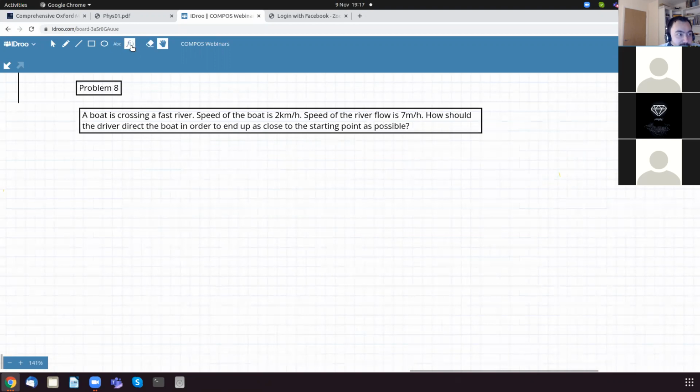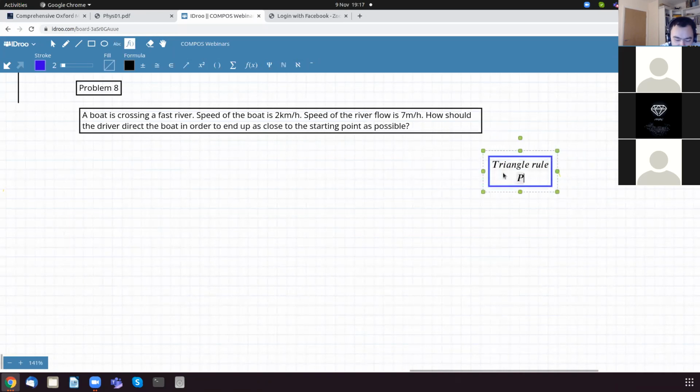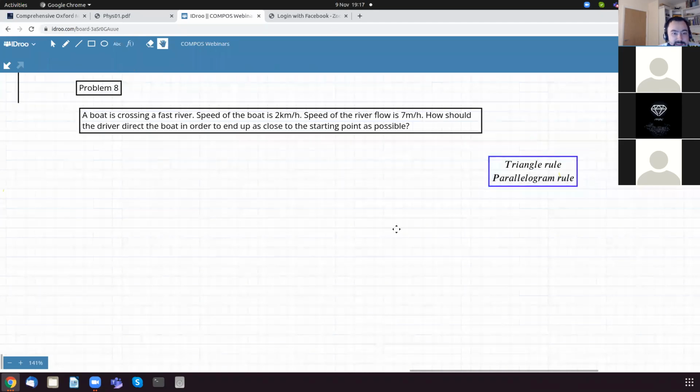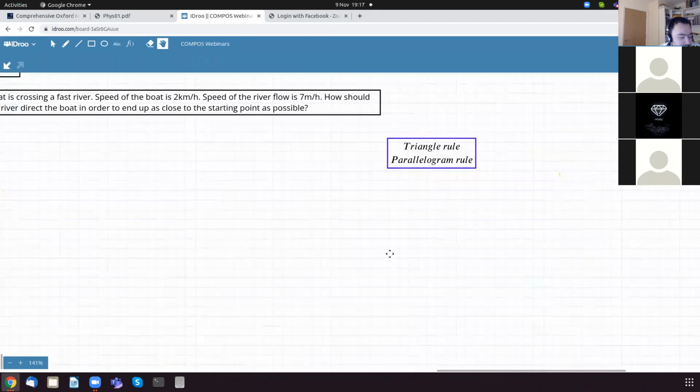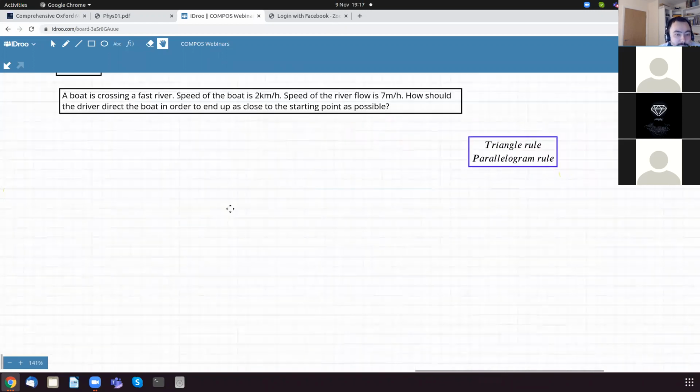Several things. One thing you really need to be comfortable with is the rules for adding vectors: the triangle rule, the angle rule, and the parallelogram rule. I'm just pointing out these are very important. If you don't fully understand those, do recap, do revise, because we will be using the triangle rule here.